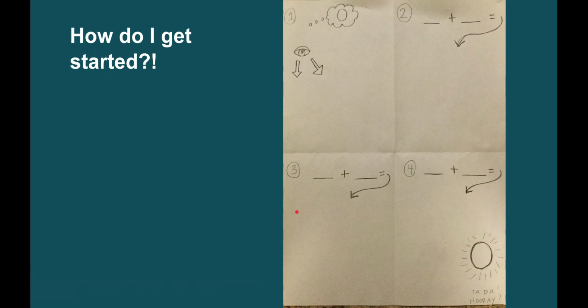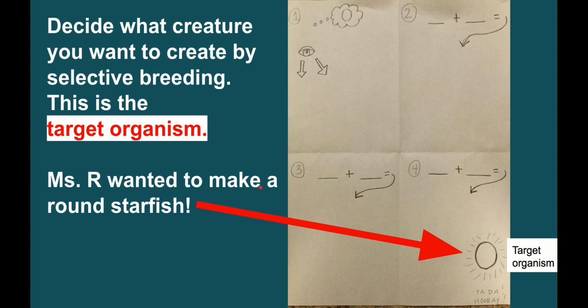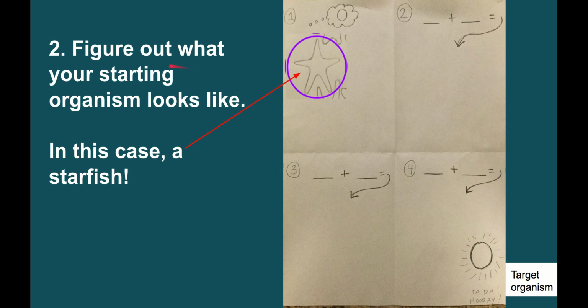Here's what Ms. Ripley's paper looked like. How she got started was she decided on what her target organism was going to look like. In this case, she decided what creature she wanted to make by selective breeding, and we're going to call that her target organism. And Ms. Ripley wanted to make a round starfish. She figured out what her starting organism should look like, in this case, a starfish.